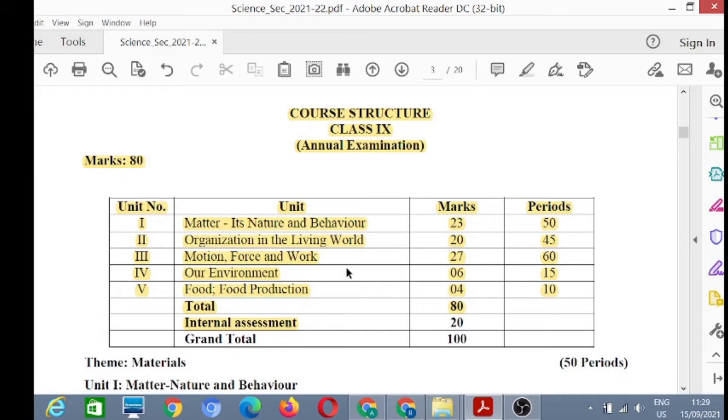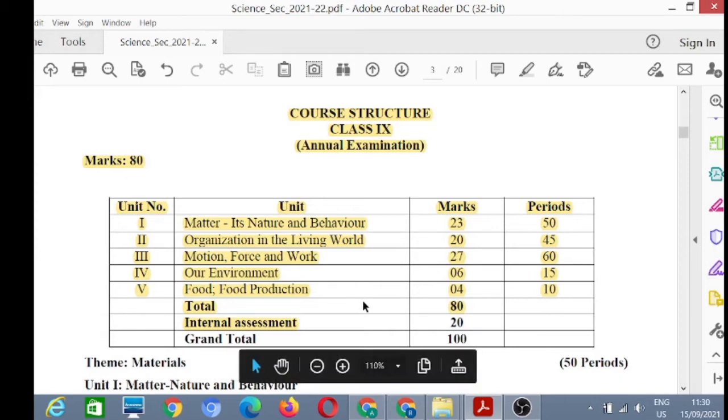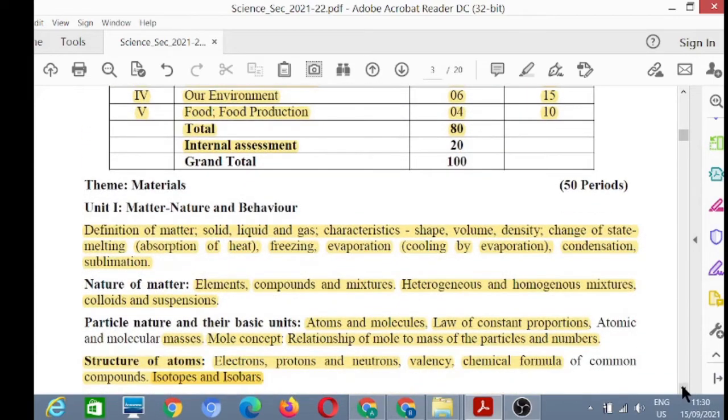Then we have our environment. 6 marks have been allocated to our environment. This unit belongs to environment studies or you can say chemistry. Then last unit is food production, 4 marks have been allocated to this unit. So we have total 80 marks and 20 marks are for internal assessment. So grand total is 100 marks. So this is the marks distribution scheme of the science subject class 9.